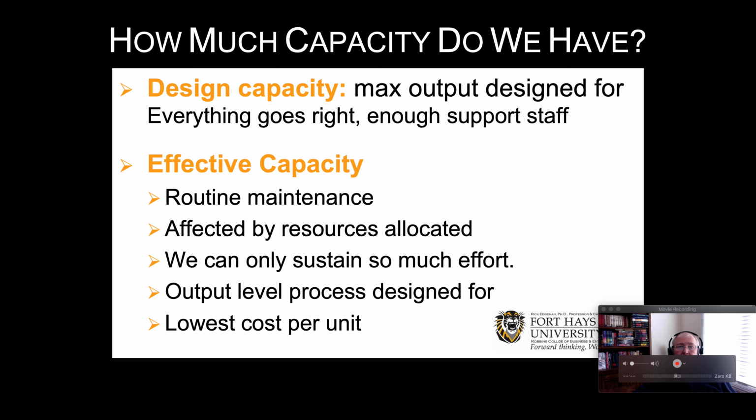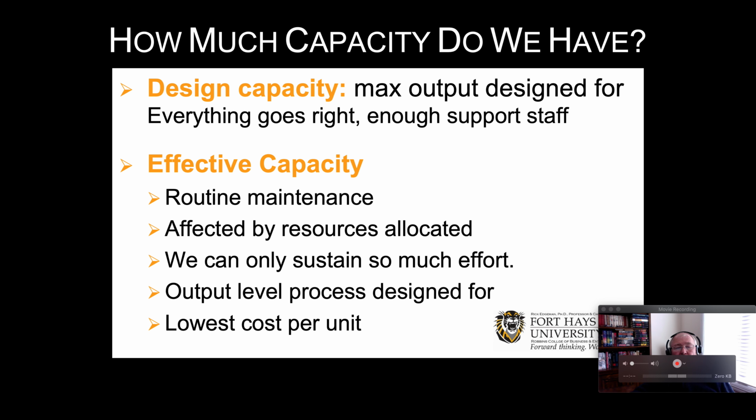So what impacts the design capacity to reduce it to what is called effective capacity? Things like routine maintenance, being affected by the resources that are allocated versus the ones that are needed. We can only sustain so much effort. The reality of it is that nobody can work at 100% all the time, for example. Or the output level that the process is designed for may be less than what the design was for.